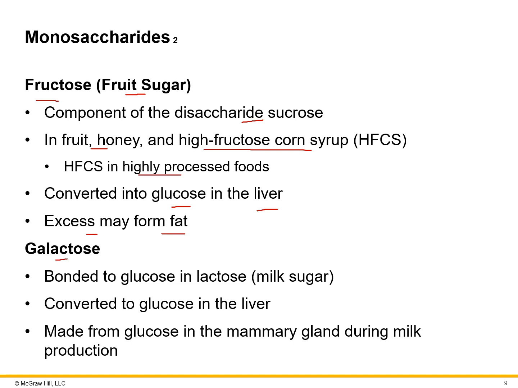All right, and then our last monosaccharide here, galactose. Again, it combines with glucose to make lactose, which is our milk sugar. Again, just like with the fructose in the liver, it gets converted into glucose. That's why glucose is the sugar of our blood, because the liver converts everything into glucose, because that's what our brain needs, that's what our cells need for energy. And then it also gets made in the mammary glands whenever the glucose and galactose get made together.